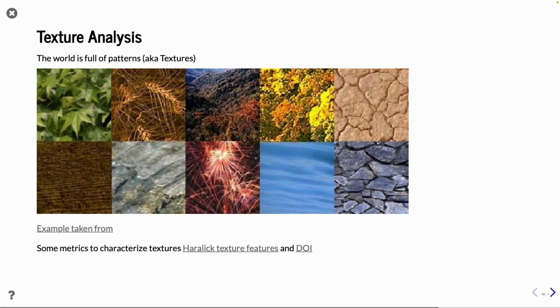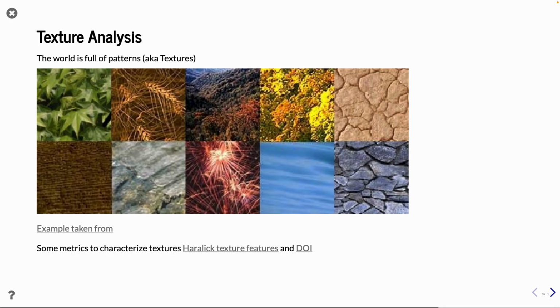So I want to give the last minutes on texture analysis. Our world is full of patterns. Everywhere we have patterns, and those patterns can be used to identify different things. So here I just give some examples. We have some leaves, some grains on a cornfield, a forest, some cracked soil, a brick and a stone wall, water, fireworks, and so on. Also fingerprints could be looked at.